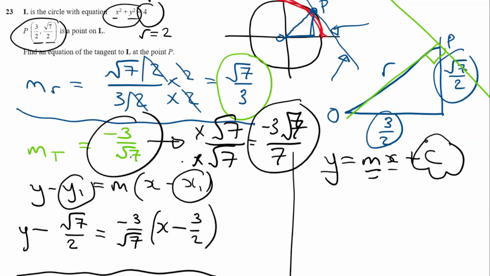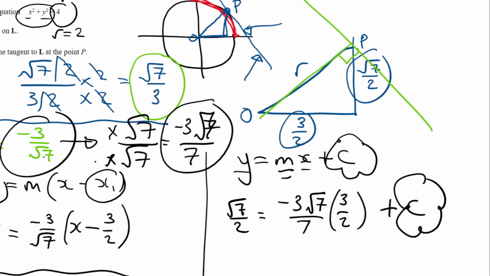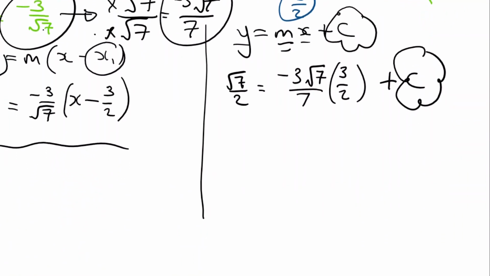I'm going to use my x and y from the point P. So here we go. I'm substituting in the y, root 7 over 2. Now I'm going to say equals m, the gradient of the tangent, in its rationalized form, negative 3 root 7 over 7, lots of x. Well, the x is 3 over 2. So it's gradient times the x value plus c. Now I need to rearrange that to work out my value of c. I think I've just gone across there. So let me just put that up there.